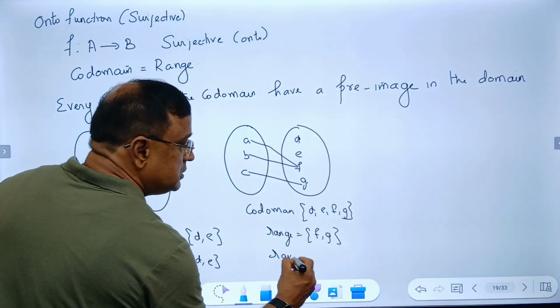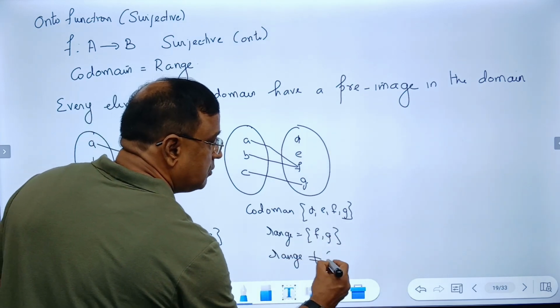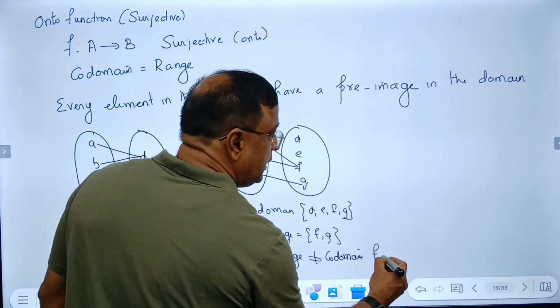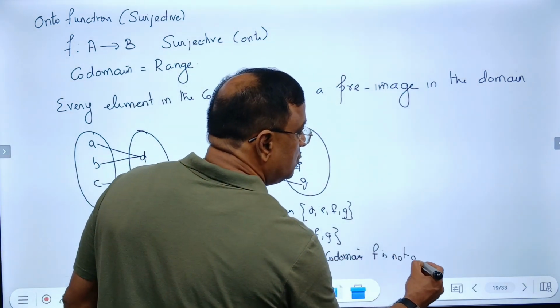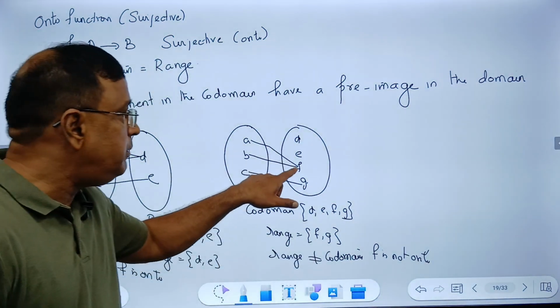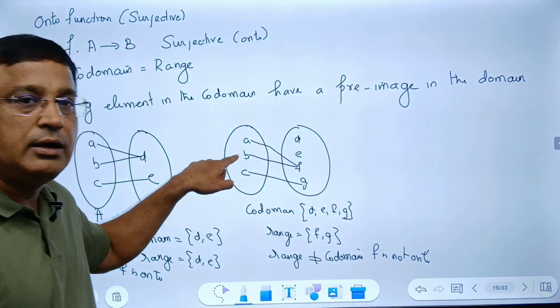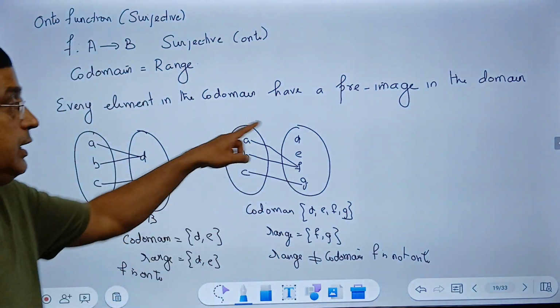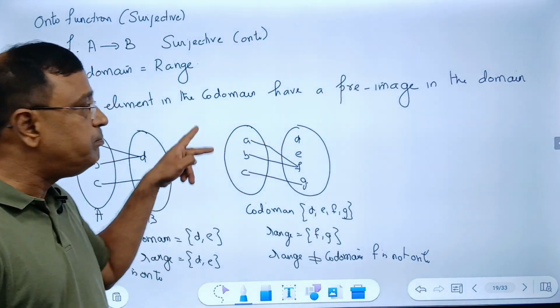Clearly range is not equal to codomain. If the range is not equal to codomain, F is not onto. Or in other words, the pre-image of F is A and B. Pre-image of G is C. But D and E do not have a pre-image.